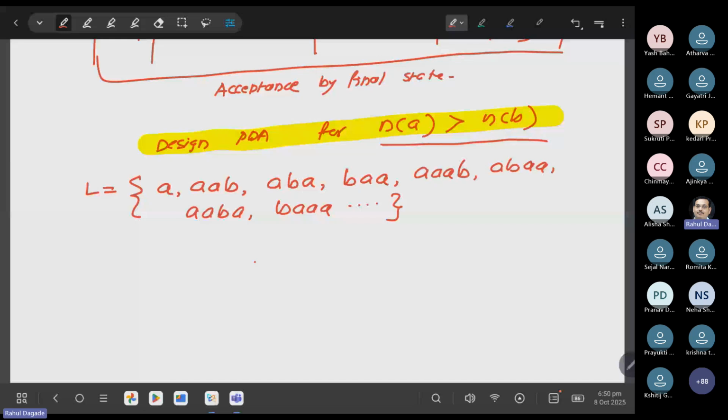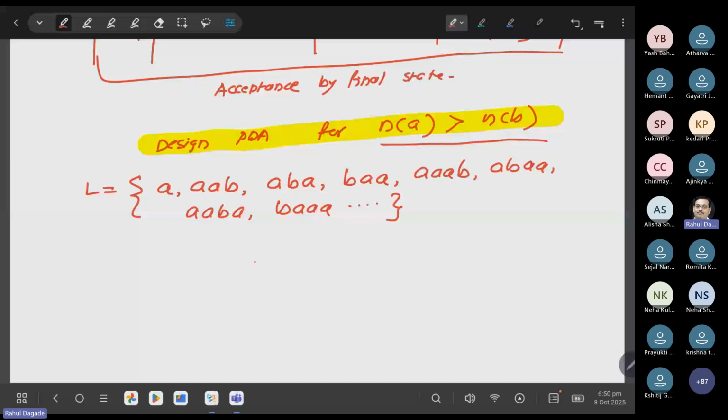So what was the acceptance state? When you have null as input and Z0 on stack, you go to the Q1 state. Here only one change will be there: when input is finished and A is still remaining on stack, then it is accepted. That means there are more A's. So what will be the PDA then?